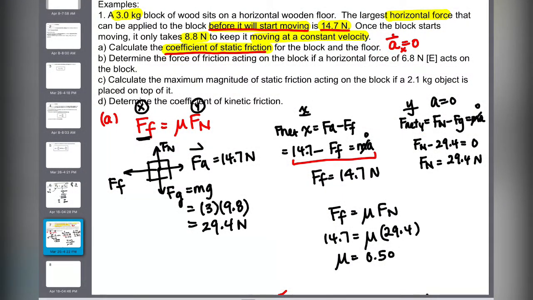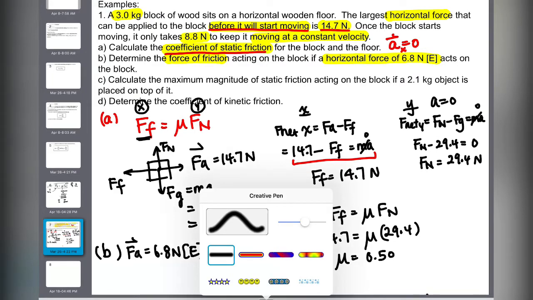Okay, part B: determine the force of friction acting on the block if a horizontal force of 6.8 newtons east is acting on the block. So for part B, I have my applied force equal to 6.8 newtons to the east. And they're asking you what is the force of friction. So an important thing to note is, what is this trying to tell you?